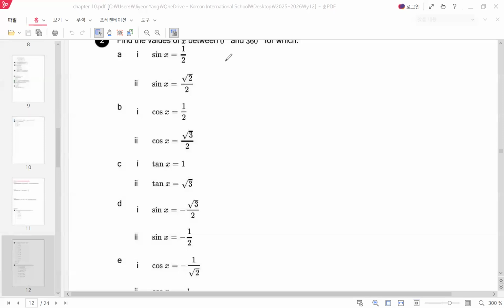Okay, the angle range is given as 0 to 360 firstly. So this one, how many solutions does it have? One full turn, and the sine value is positive, so there are 2 solutions, which are in the first quadrant and the second quadrant. Do you understand?